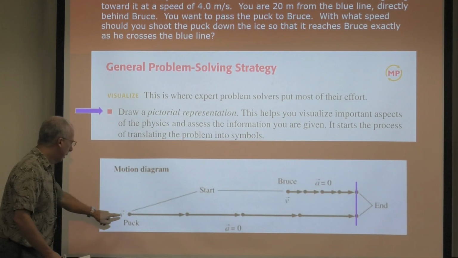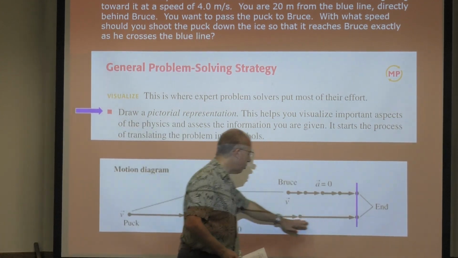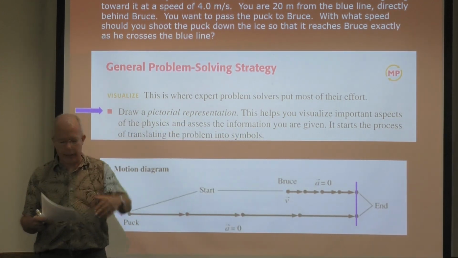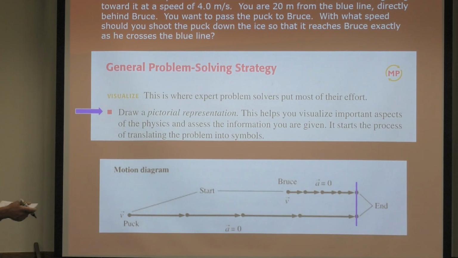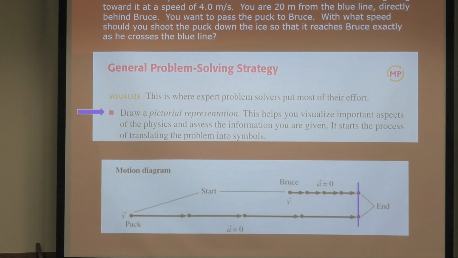Same thing for the puck. We need the beginning and the end, but nothing's changing. It's not going faster, it doesn't go slower, it doesn't take a turn or anything like that. So we don't need any intermediate points. I'm going to erase this because I need the room.